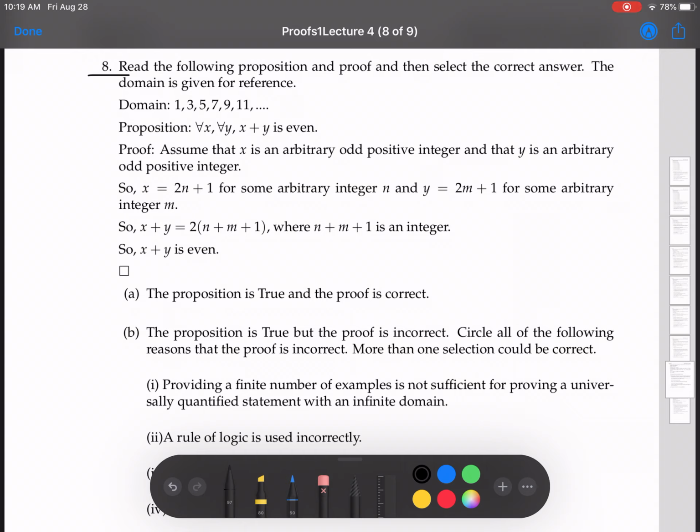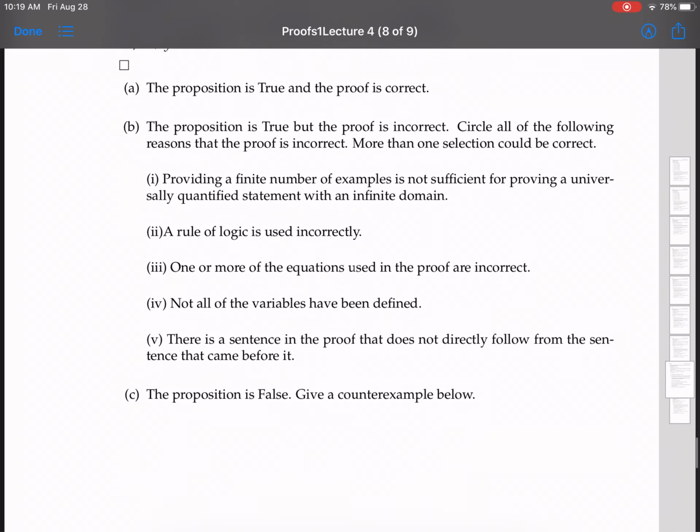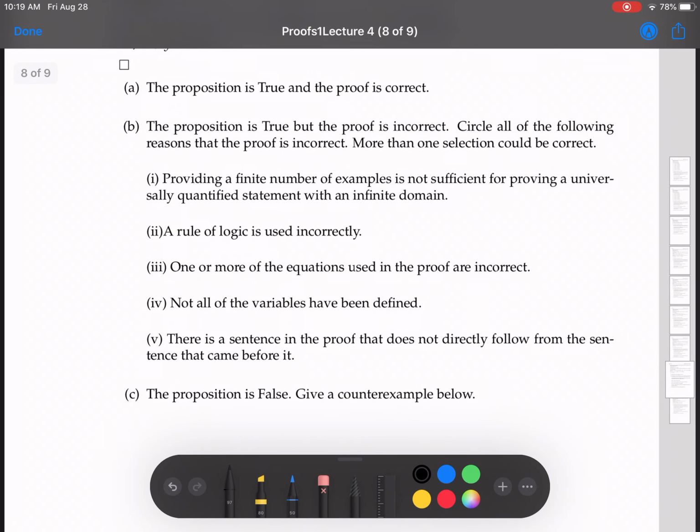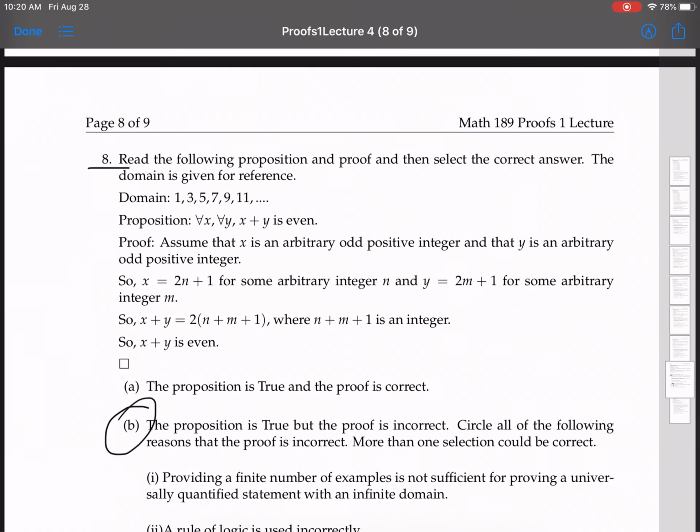Okay, and so here the issue is that there's a sentence in the proof that does not directly follow from the sentence that came before it. All right, so let me try and explain that to you now.